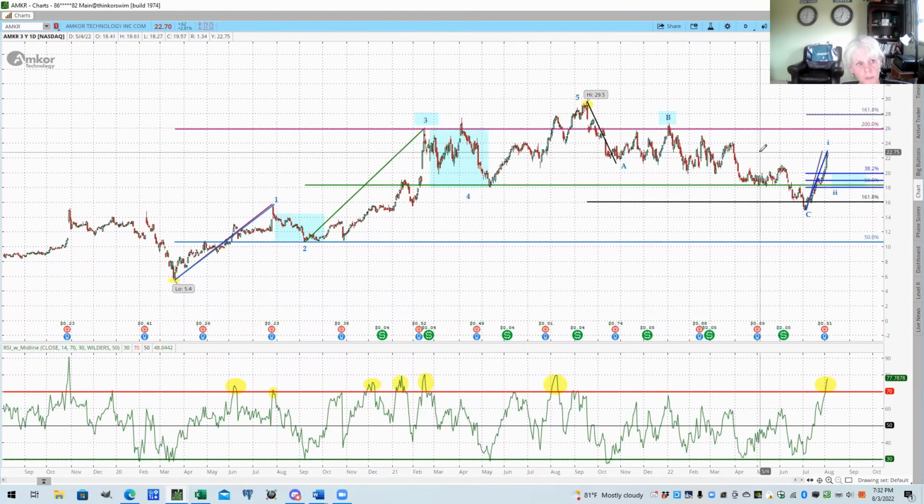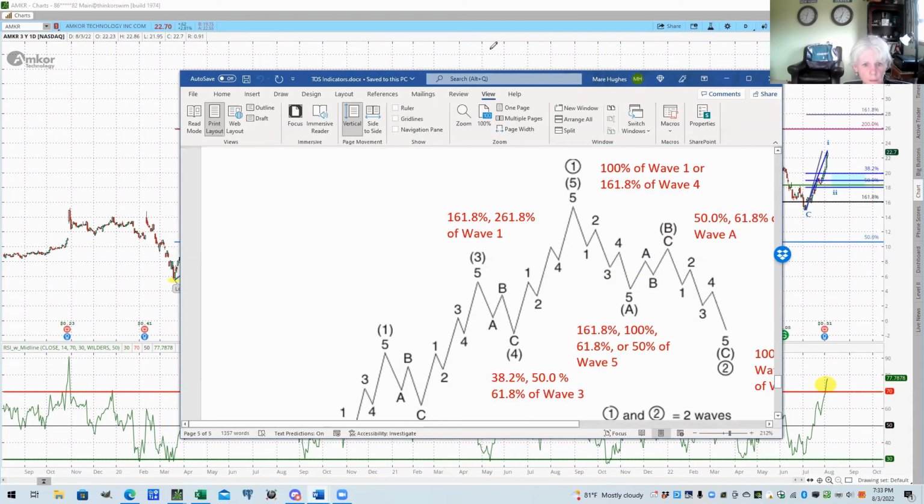I also saw Ford on there as a head and shoulders. And I thought that was super cool because we all know what Ford's doing now. It's going up. And so it completed that wave C, and it's starting to make a new wave 1. So I highly recommend, I'm going to share this.